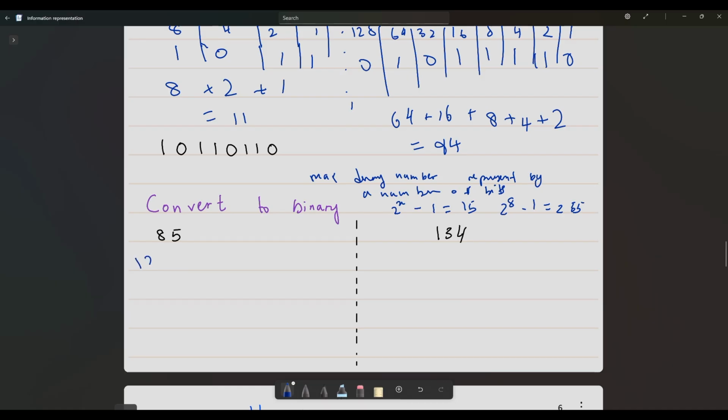So I'm going to write 128, 64. Yes, you can use a 7-bit number system, but usually we like to keep a format, and typically we follow 4-bit or 8-bit. So most commonly, I'm just going to follow 8-bit. So 128, 64, 32, 16, 8, 4, 2, 1.